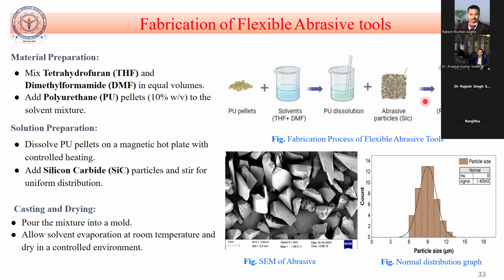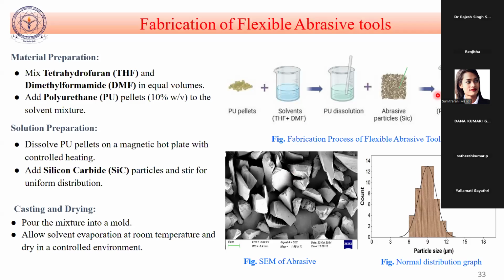Then after making this solution, we made a mold, a die, sorry, mold. The mold should have the shape of an abrasive wheel. We pour the solution onto that mold and allow it to evaporate, because we have added this solvent. The solvent needs to evaporate and we have to dry it. All this we have to do in a controlled environment, so for this we use a desiccator.